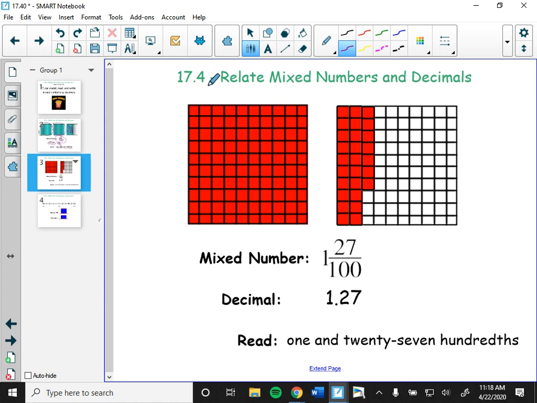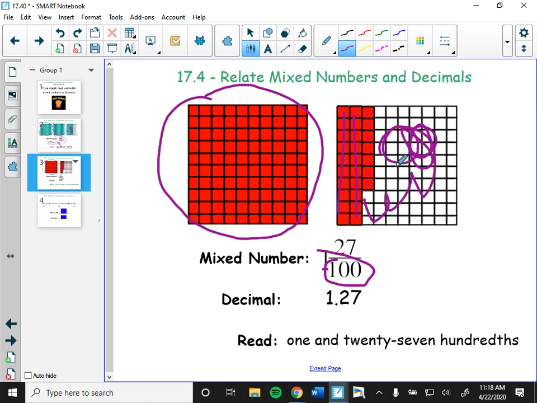Let's take a look at this one. So here we have one whole, and we have 27. So we have 10, 20, 21, 22, 23, 24, 25, 26, 27 out of 100, because there's 100 in this entire thing. So 27 hundredths.